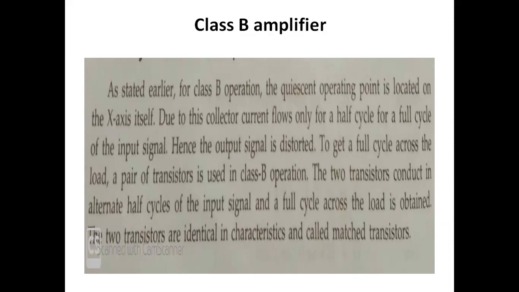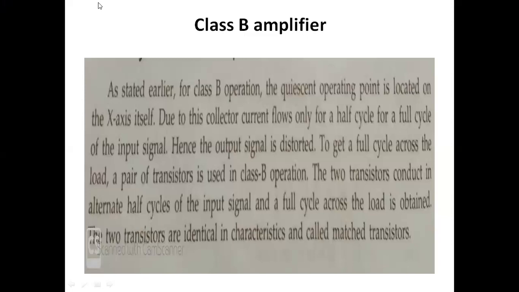on the x-axis. In Class A, the operating point is located in the active region, whereas in the Class B power amplifier, the operating point is located on the x-axis. So due to this, collector current flows only for one half of the input signal, and hence the output signal is distorted. That means you cannot get a full cycle at the output, even though we are giving a full cycle input signal.